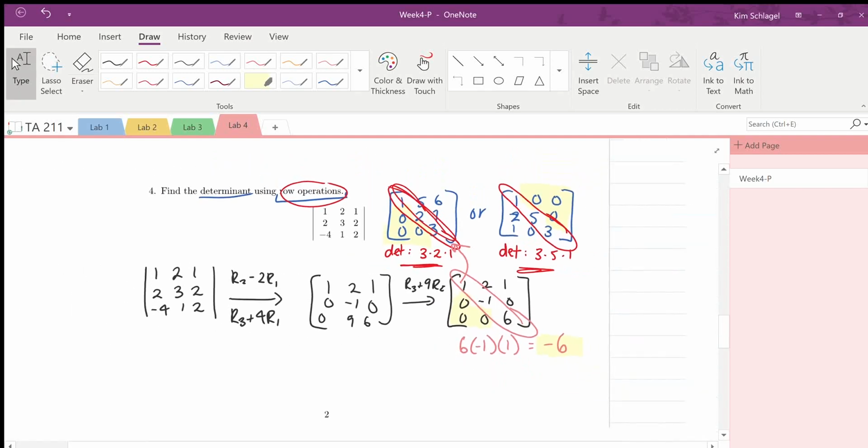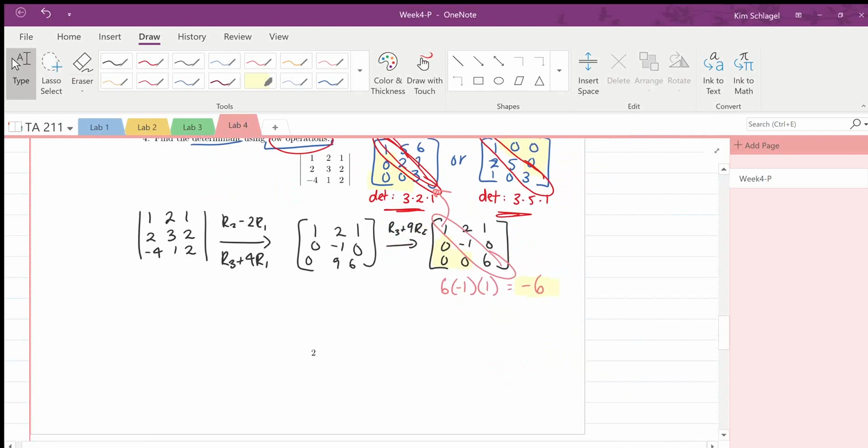Okay, so if they ask you to find the determinant just using row operations, that is definitely indicating that they want you to transform this matrix into an upper or lower triangular matrix. And then from there, just take the determinant by multiplying on the diagonal of the matrix.